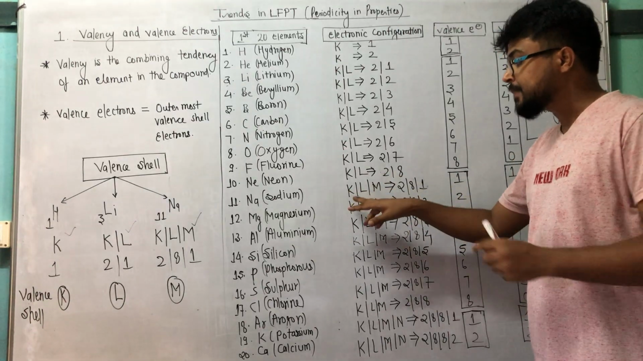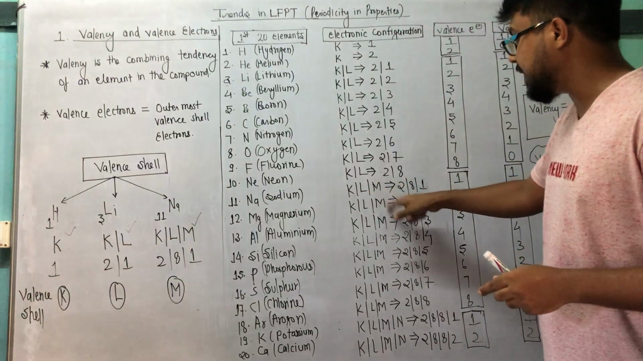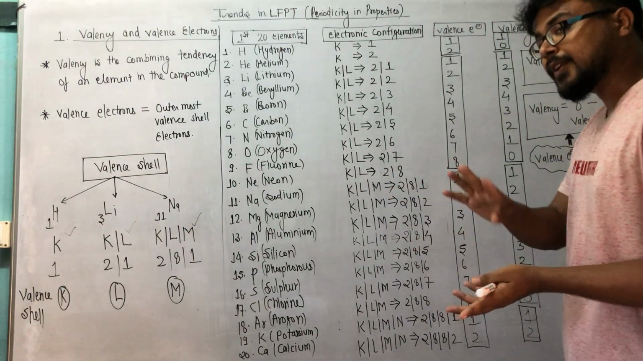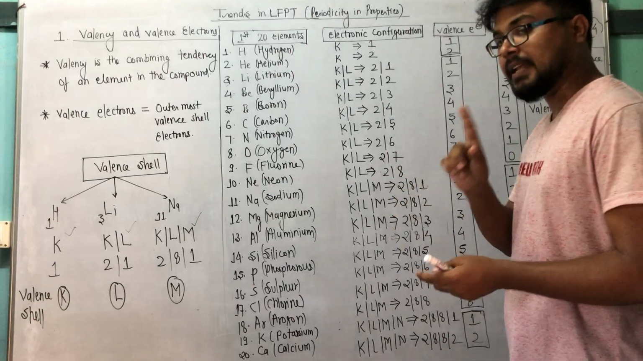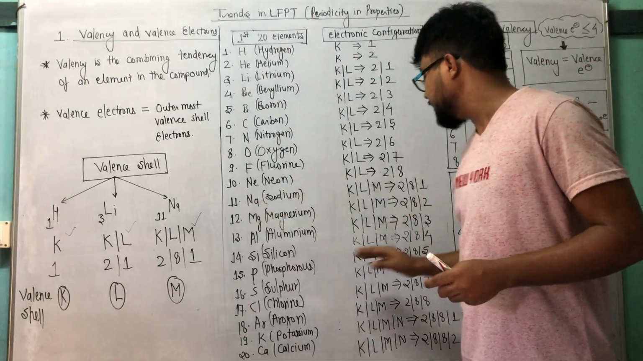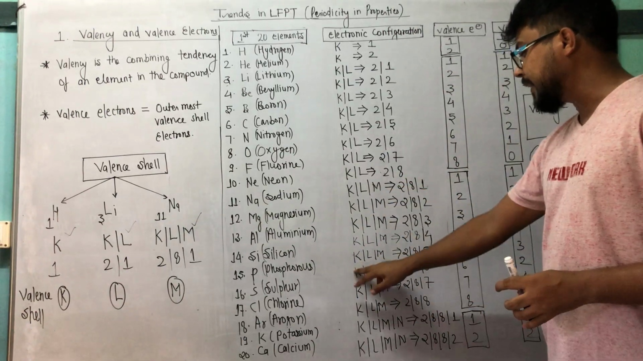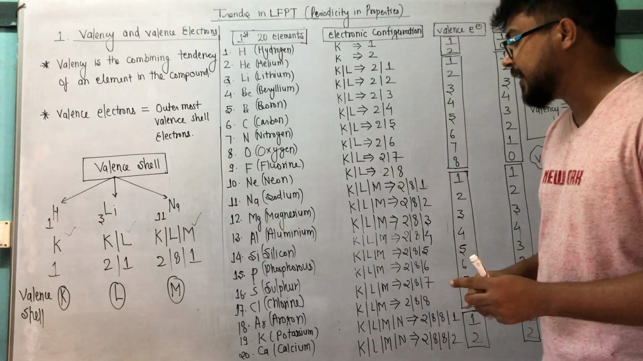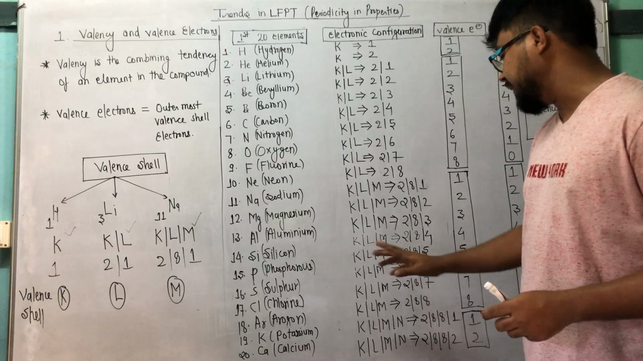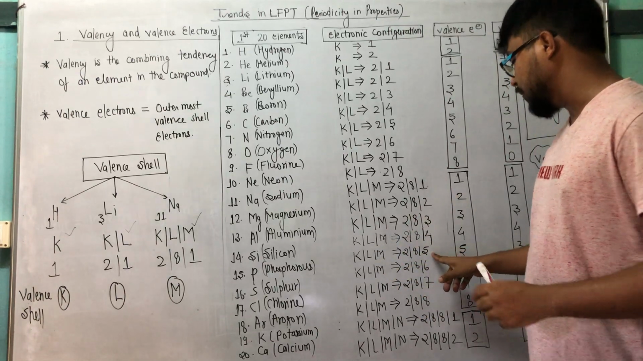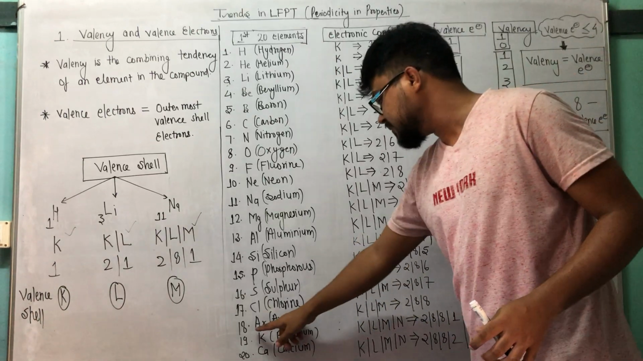So for here, the maximum electrons in the K shell is 2, in the L shell it is 8, and in the M shell further it will be 8, but we have 11 electrons. 2 plus 8 is 10, and 1 will be in the M shell. Similarly for phosphorus, see K, L, M. Phosphorus has atomic number 15. So the maximum electrons in the K shell will be 2, 8 in the L shell, and the remaining 5 will be occupied by the M shell.